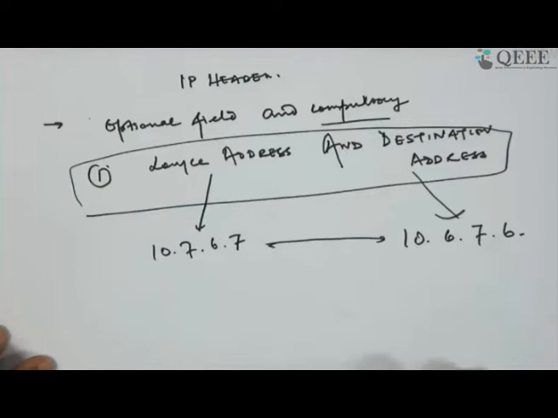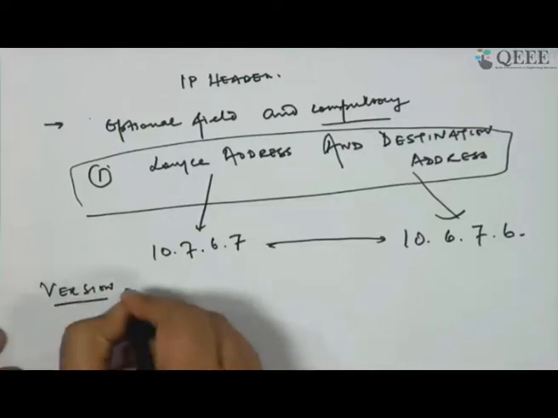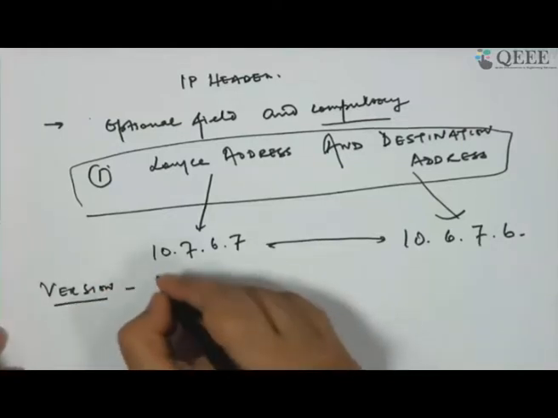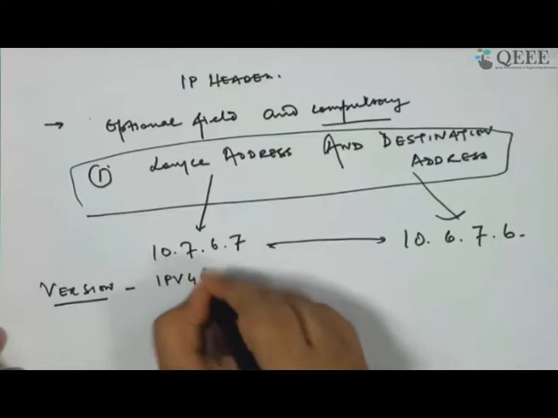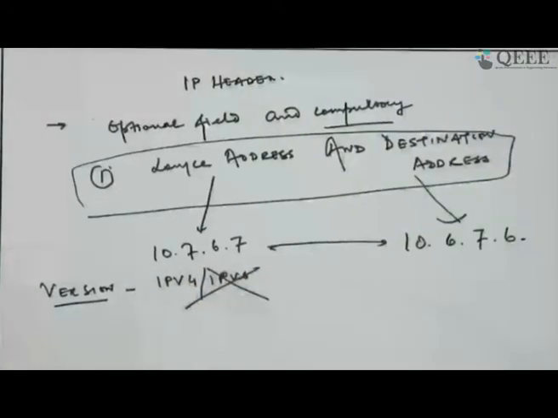Now let us come to other fields one by one. The first field is version, which tells whether it is IPv4 or IPv6. Here, by default, everything is IPv4. I have told you previously also that although IPv6 has been proposed, IPv6 is not used.